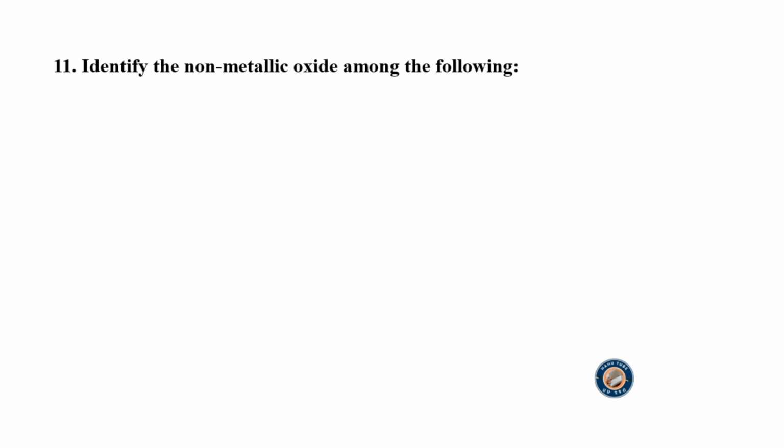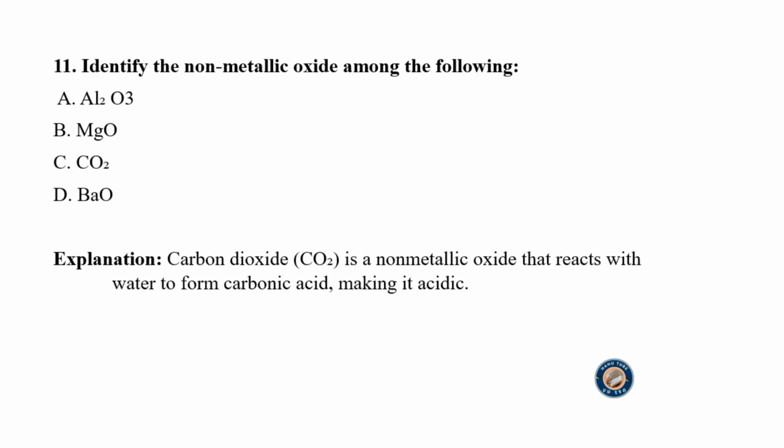Question number 11. Identify the non-metallic oxide among the following: A. Al2O3, or aluminum oxide, B. Magnesium oxide, C. Carbon dioxide, D. Barium oxide. The answer is carbon dioxide. Carbon dioxide is a non-metallic oxide that reacts with water to form carbonic acid, making it acidic.